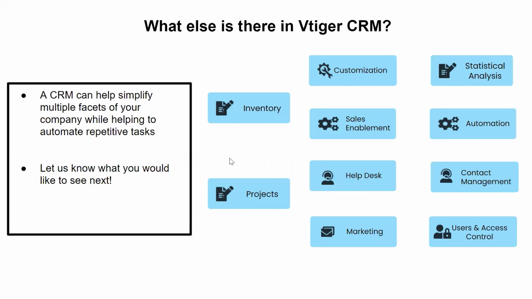So a CRM and Vtiger CRM can really help simplify multiple facets of your company while helping to automate repetitive tasks. And so we'd really love to hear from you and let us know what you'd like to see covered next in a webinar. But as you can see on the right-hand side here, there's just so many things that we can do with a CRM to help you simplify and automate repetitive tasks as well.